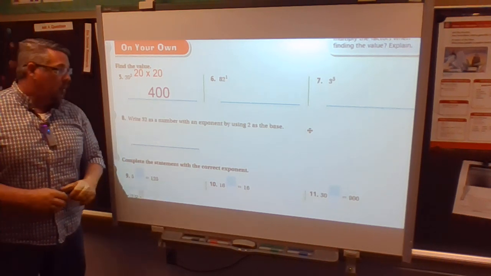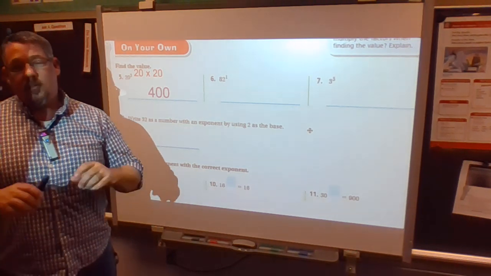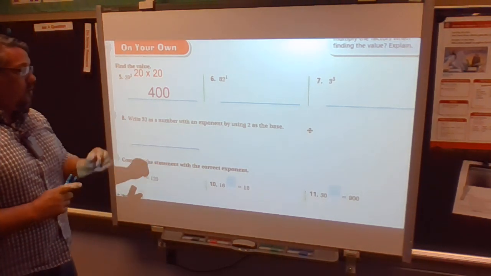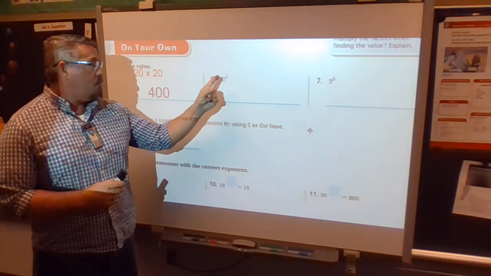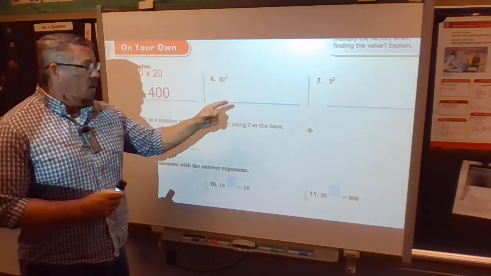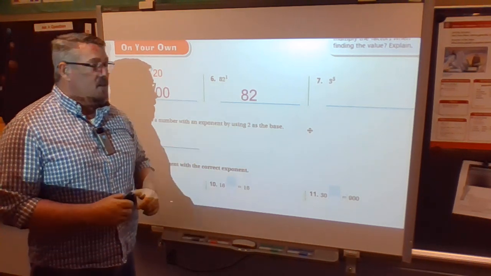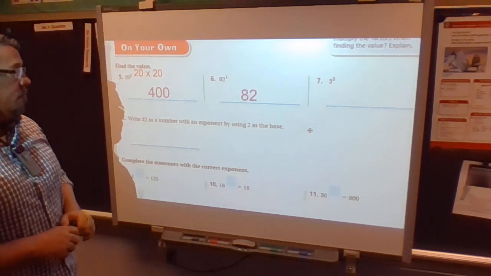Second point. This one, there's no work that you have to do, because that's one of those special rules. Remember, you had 2 of them that had special rules. If there's an exponent of 1 or if there's an exponent of 0. If there's an exponent of 1, then it's just the answer by itself. So all I need is an 82 to get my point.